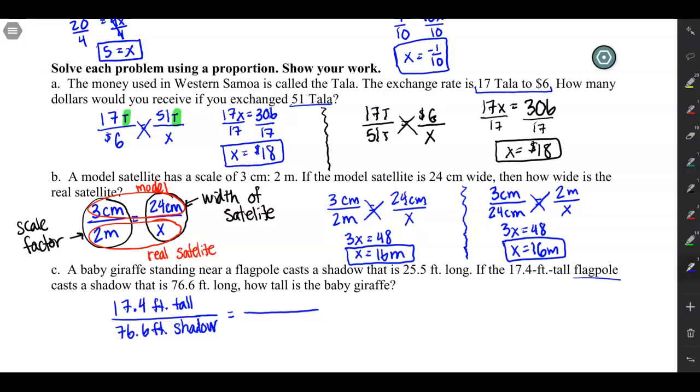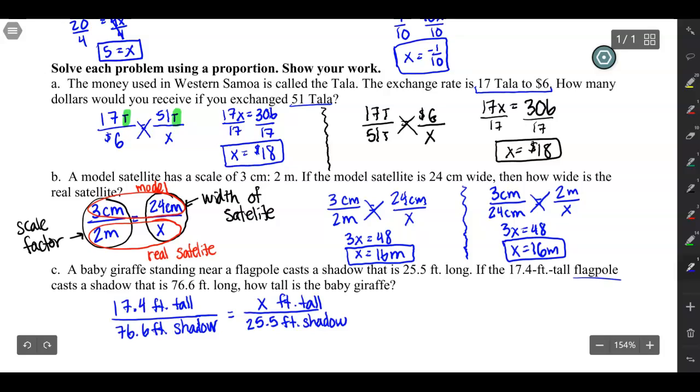The baby giraffe standing near a flagpole casts a shadow that is 25.5 feet long. So this is the shadow length. I'm going to put it on the bottom of the fraction because that's where I'm putting my shadow lengths. And then the numerator will tell me how tall the giraffe is. Then I can go ahead and cross multiply. When I cross multiply, I'm going to ignore the units that I wrote down just for simplicity's sake.